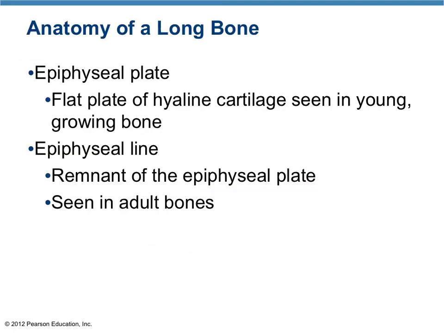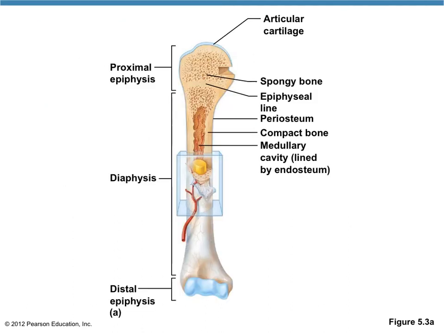Towards the epiphyses of long bones, you also have something called the epiphyseal plate. This is an active area of growth in children, and it's made of hyaline cartilage, and it helps the bone to grow longer. Once you've reached your adult height, the epiphyseal plate converts to bone, and it's called the epiphyseal line. You can see the epiphyseal line in adults, and that's where bone growth used to happen. In this diagram, you can see where the epiphyseal line is. This is an adult bone.